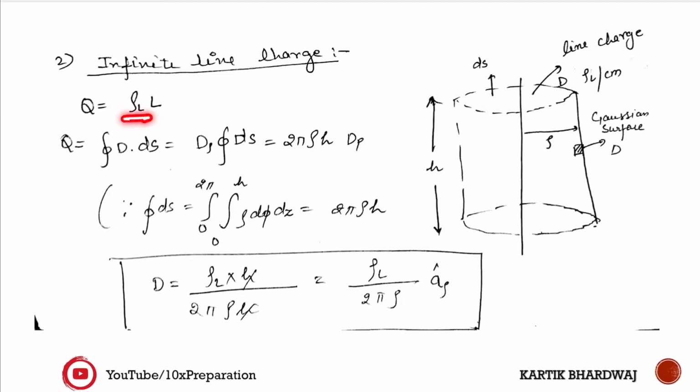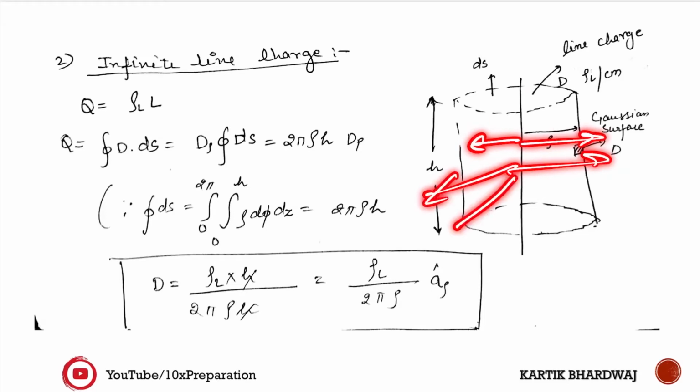So the total charge is the length multiplied by the linear charge density over it. Again, what is the Gauss law? Q is equal to the closed integral of D dot dS. You know that D is coming out like this, in the 360 degree direction.